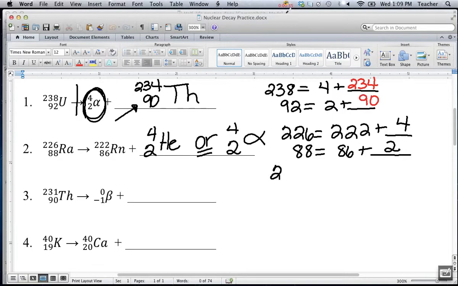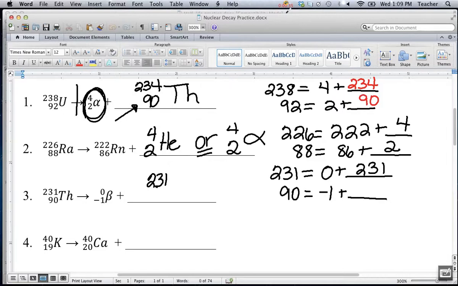Okay, number 3. We have 231 is equal to 0 plus, well, obviously, 231 goes in there. Now the bottom you need to be a little careful. 90 equals a negative 1 plus something. That negative 1 would be the same as being 91 minus 1 gives me 90. So I need a 91 there. If I look that up, I am capital P, lowercase a on the periodic table.